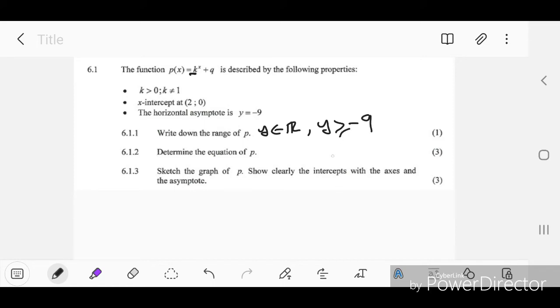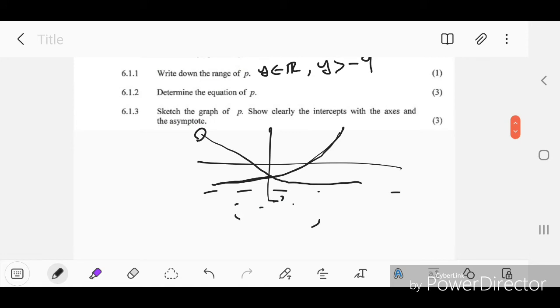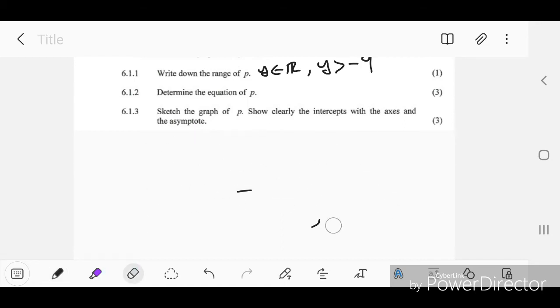I cannot say greater or equal to, because the moment I say equal to, that means I'm touching the asymptote, and the asymptote should never be touched, because this function will either look like this or it will look like this, depending on what we find our k to be. If k is greater than 1, this will be the function. So for the range, you can see that below the asymptote there is no function. So the range will be from the asymptote going up, but it must never touch the asymptote.